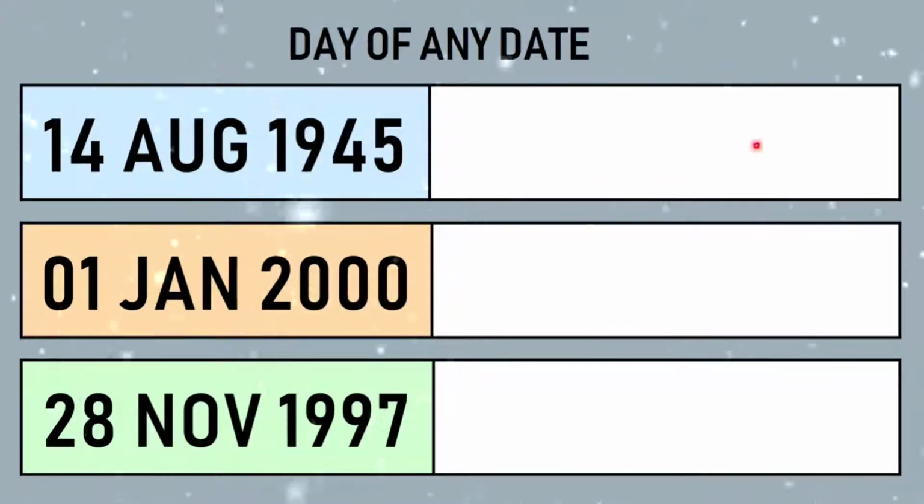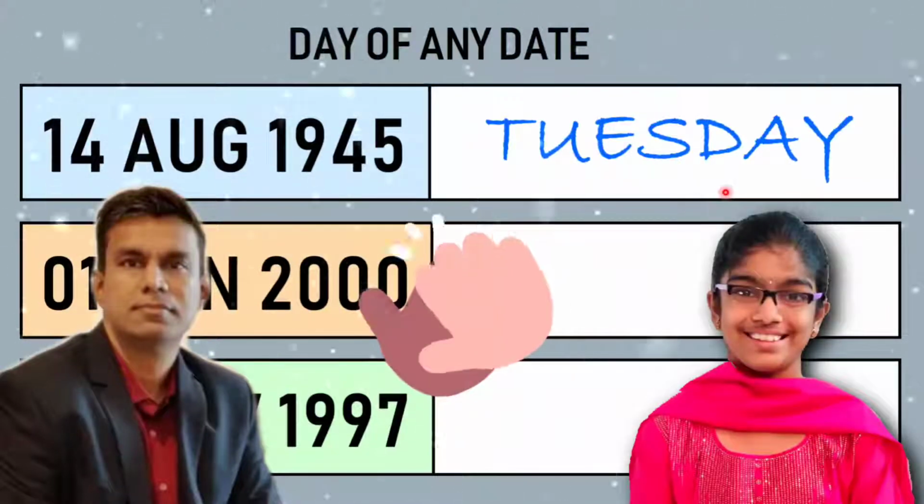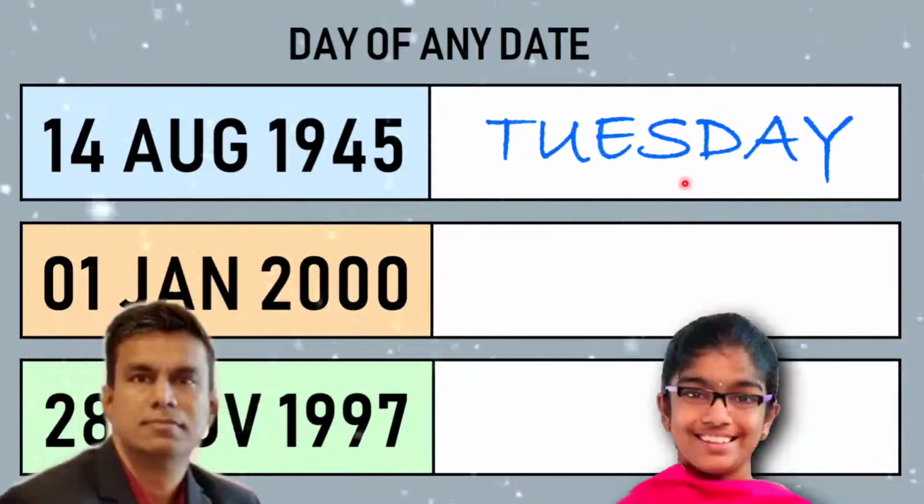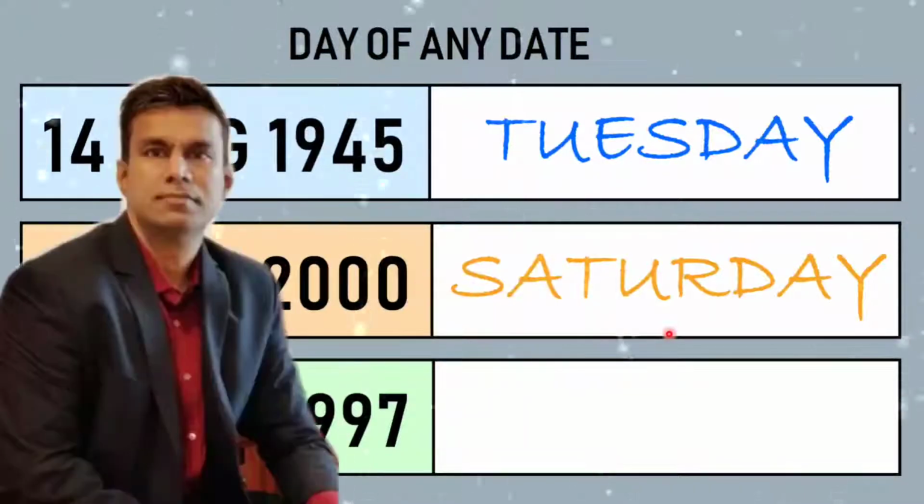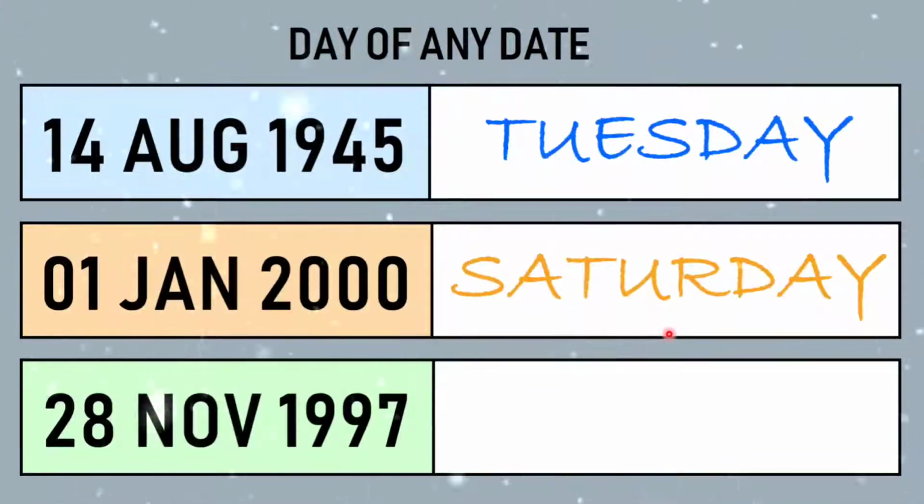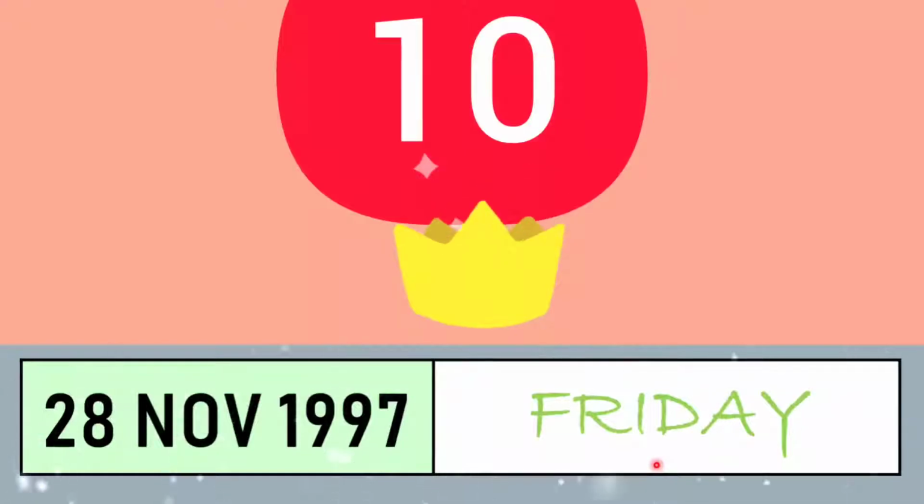Let's see some examples. 14th August 1945. Tuesday. Wow, that is correct. 1st January 2000. Saturday. That is correct. Let me not give you an easy date. Let me give you a tough one now. 28th November 1997. Friday. That's a perfect 10. How did you do it?